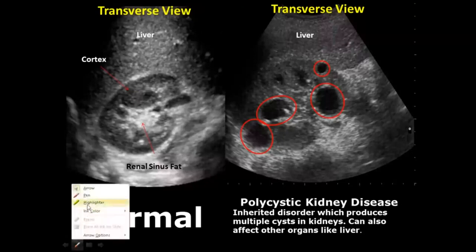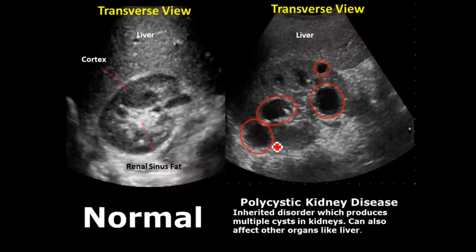In polycystic kidney disease, we have multiple cysts, round anechoic structures with posterior acoustic enhancement. There will be multiple of them. There is one in the cortex. We can see in the transverse view, this is the renal parenchyma. Most of them are near the renal sinus or the medullary region, and there will be more than one. It is an inherited disorder.